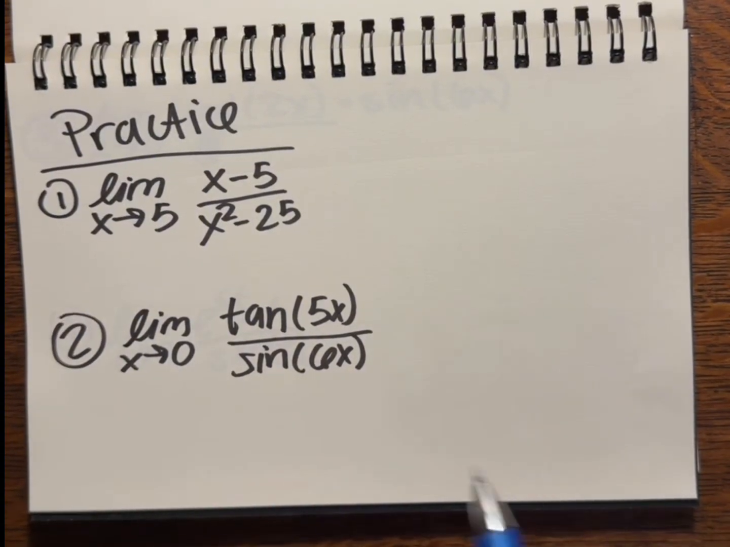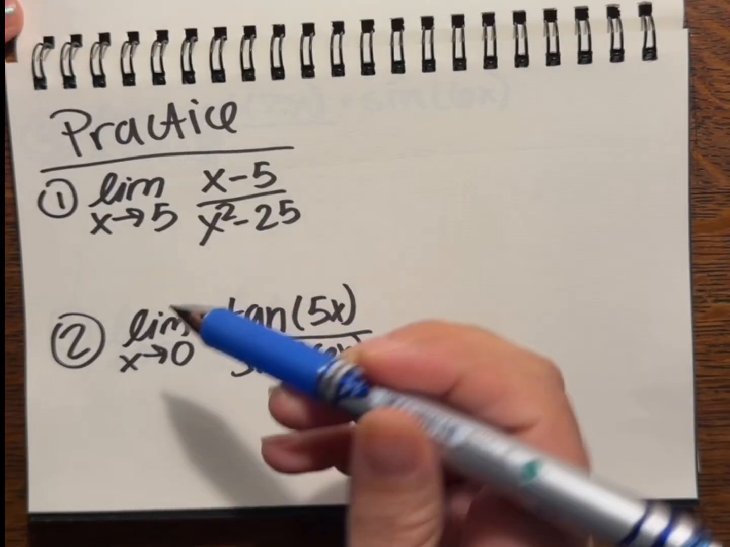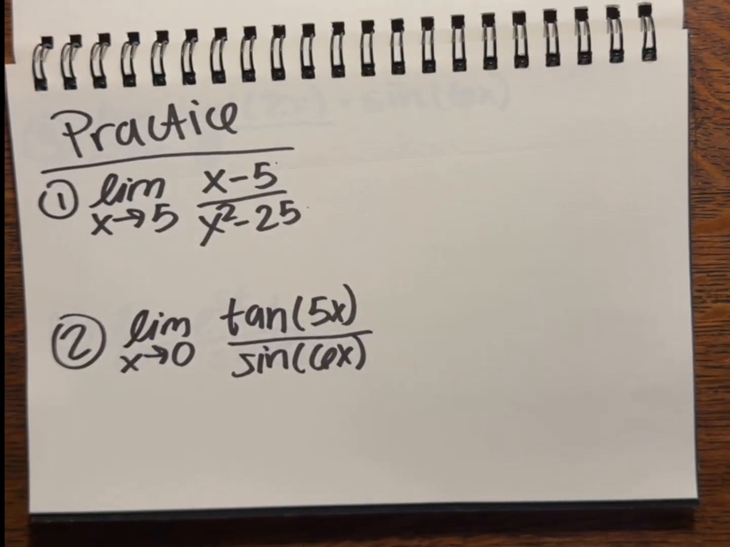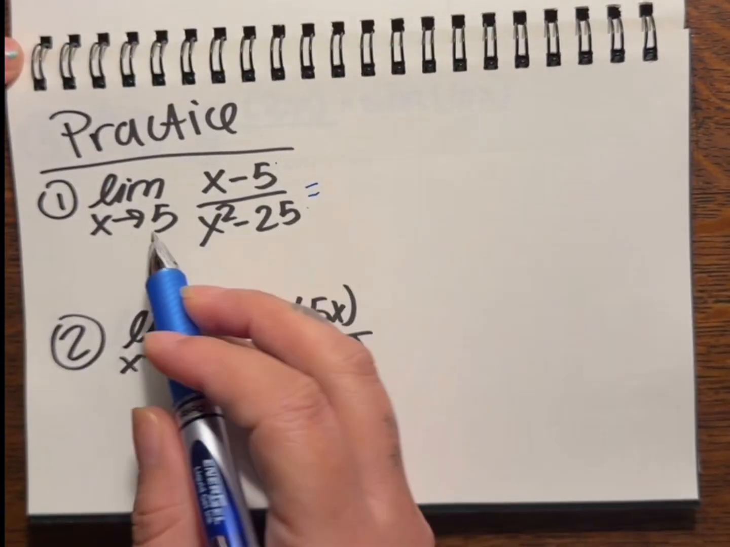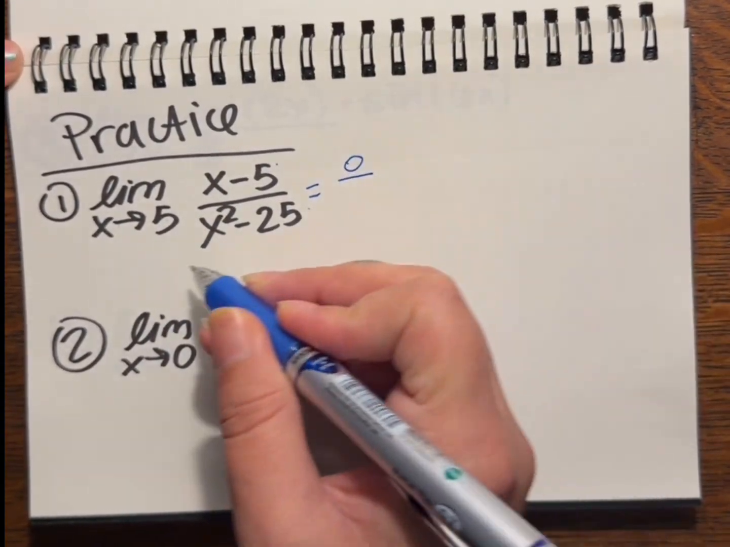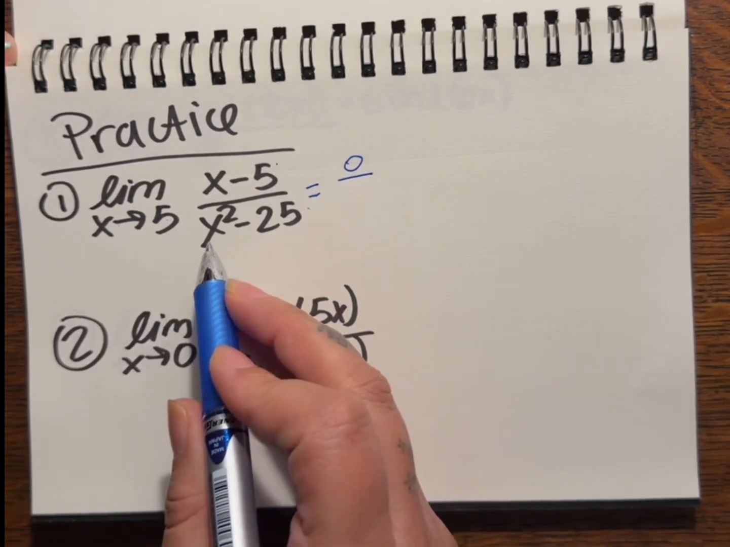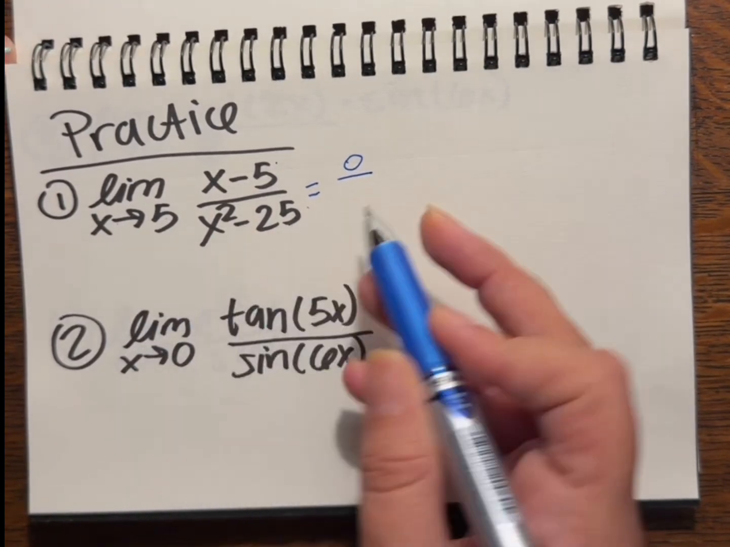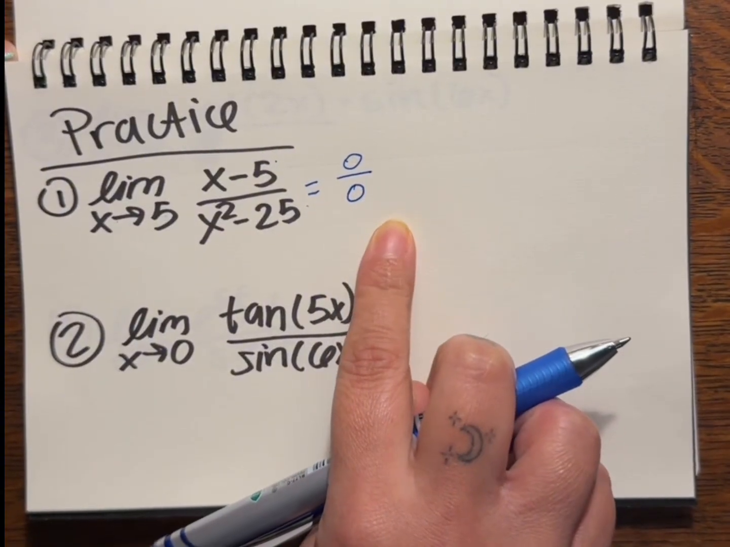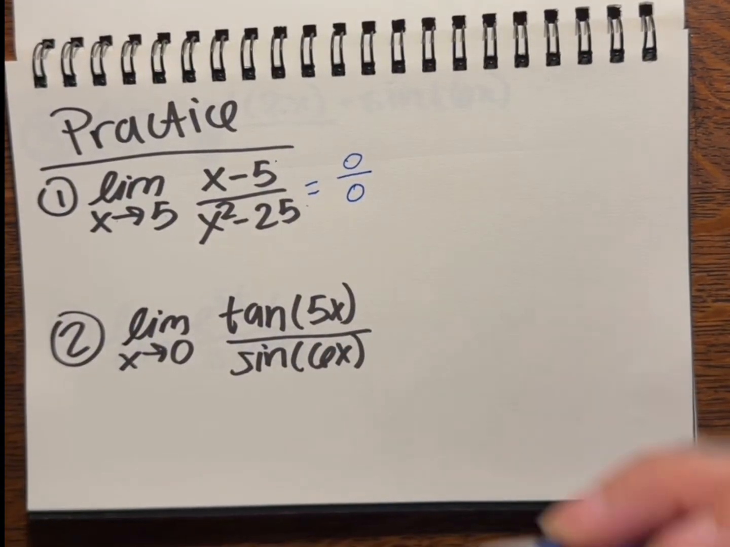So for number 1, we're finding the limit as x approaches 5 of this function here. So you could think of the top as f of x and the bottom as g of x. So as x approaches 5 here, 5 minus 5 is 0. X squared, 5 squared minus 25. So 25 minus 25 is 0. So you could see we have the 0 over 0 form. So we could use L'Hospital's rule.